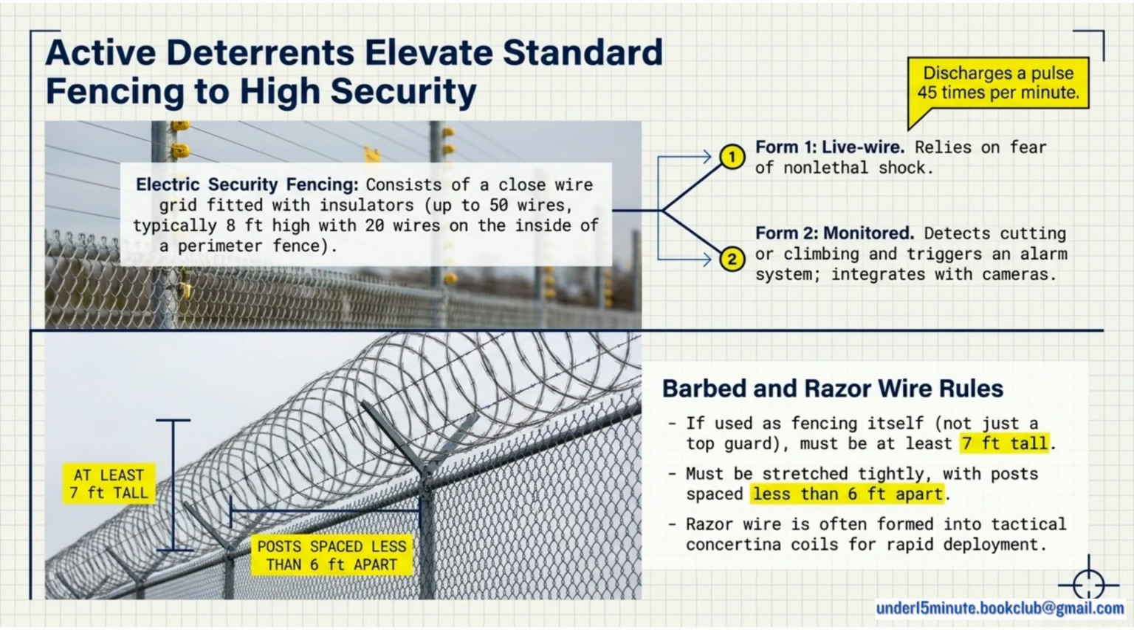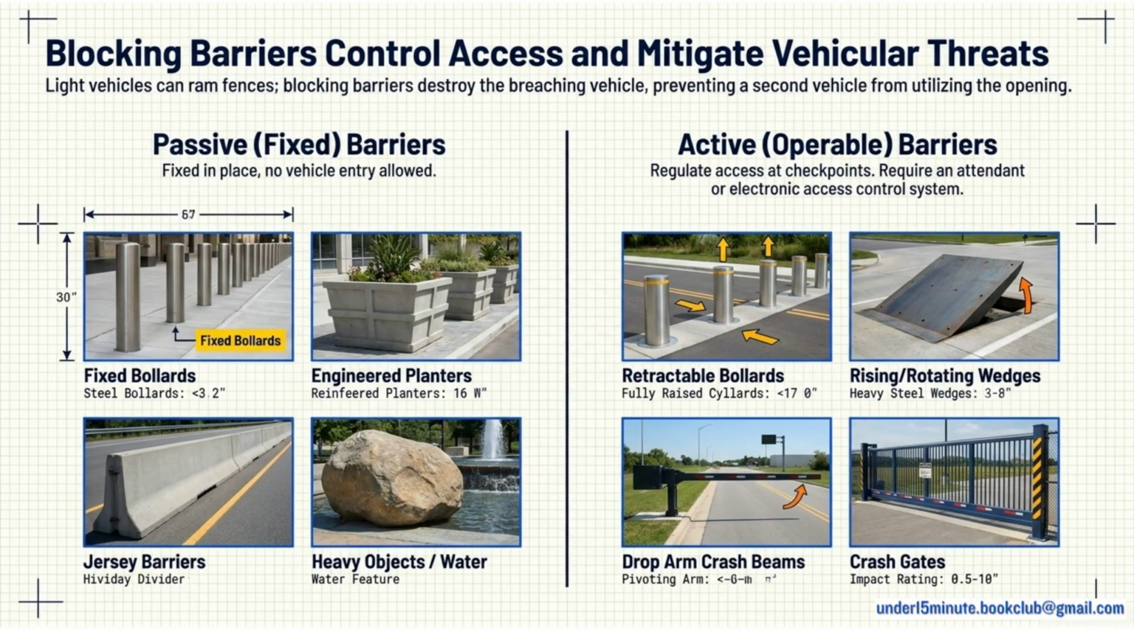Active deterrence elevates standard fencing. Electric security fencing consists of a close wire grid, offering either a live wire pulse or a monitored system that triggers an alarm. Barbed and razor wire rules dictate a minimum height of 7 feet and posts spaced less than 6 feet apart if used as the main fence. Blocking barriers control access and mitigate vehicular threats.